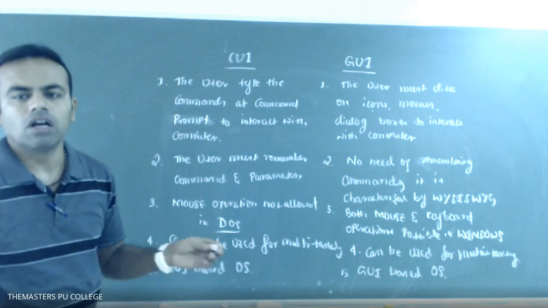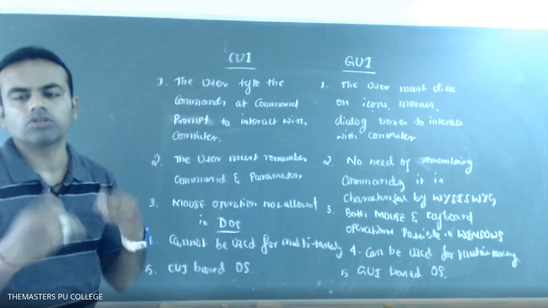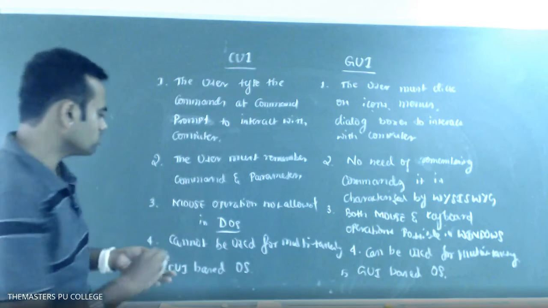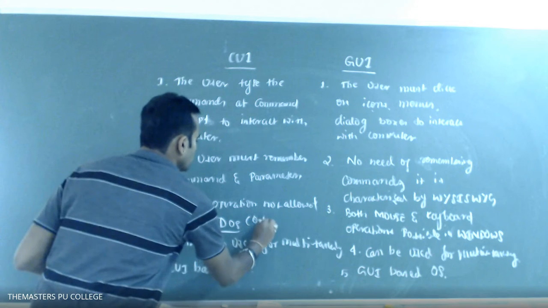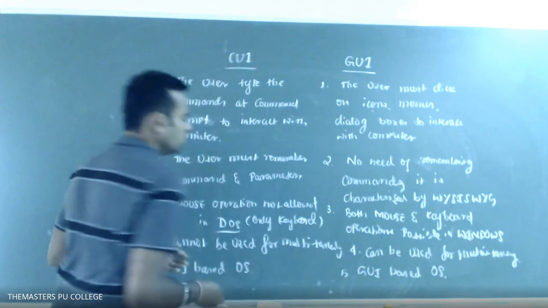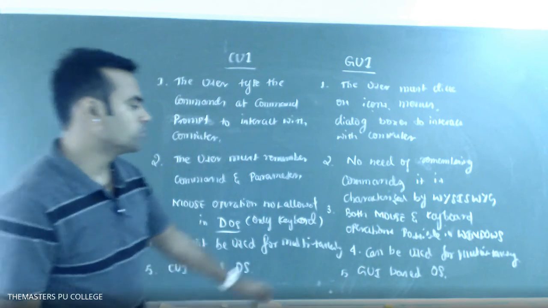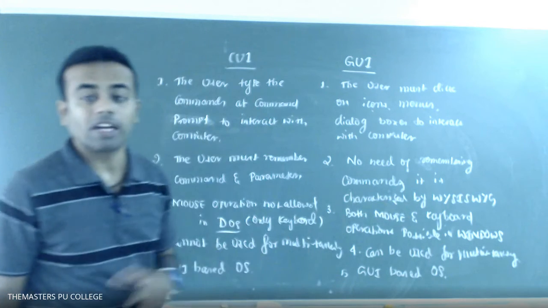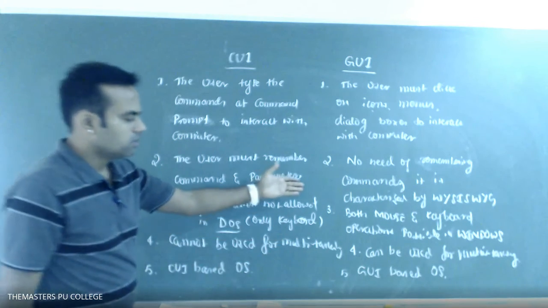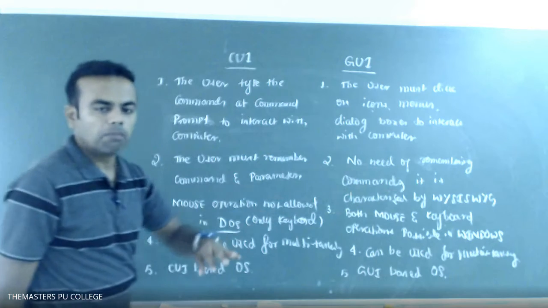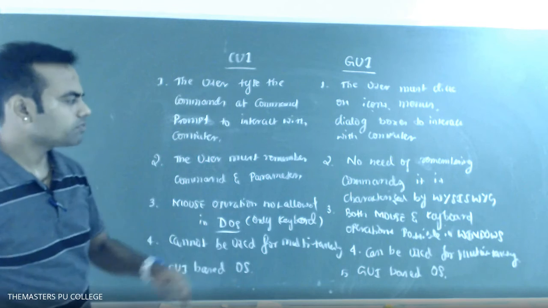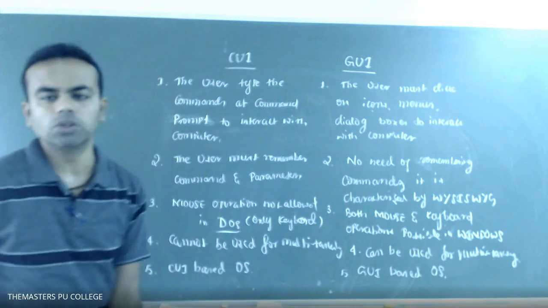So wherever you move the mouse and whatever you want, you can get it. What you see is what you get. Next, mouse operations are not allowed, only keyboard operations. Why? Because the command prompt and the commands can be typed with the support of the keyboard. But here you can use both mouse and keyboard. In DOS it cannot be used for multitasking, but the GUI can be used for multitasking. So where we use CUI, it is a CUI based operating system; GUI based operating system uses GUI. That's it.